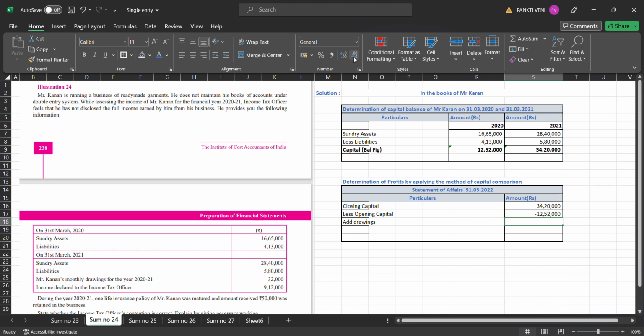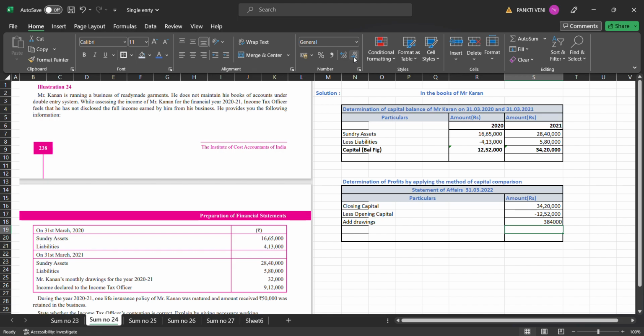I have drawings. Have they given me drawings? Mr. Karan's monthly drawing for the year was 32,000. So monthly, I'm supposed to multiply it with 12. I'll get 3 lakh 84,000. Then I have income declared to income tax officer is 9 lakh 12,000. So that I'm supposed to add, 9 lakh 12,000. That is my final income.